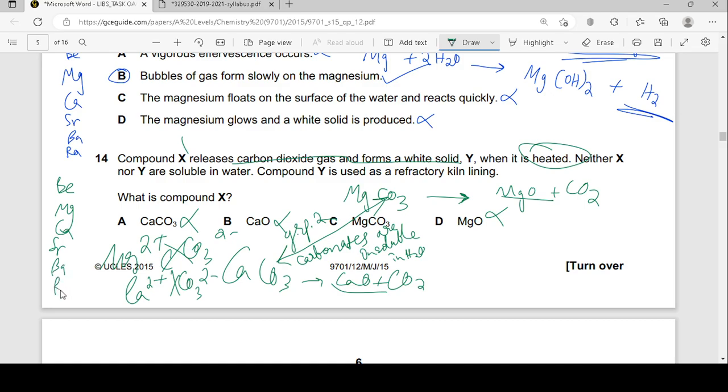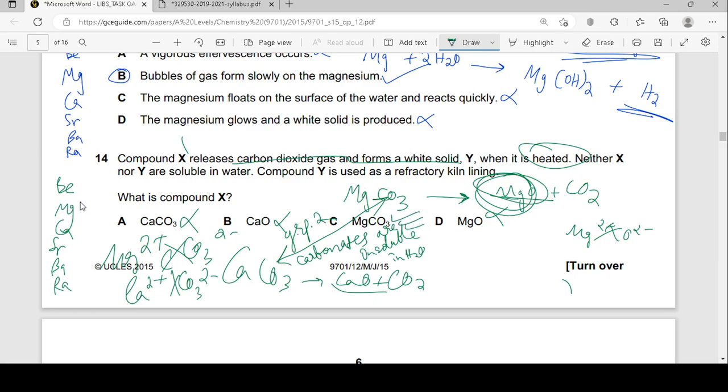actually, no, I should not write that down. I should think about the solubility of, because neither X nor Y is soluble in water, compound Y is used as a refractory kiln lining. MgO is definitely used as a refractory kiln lining because Mg2+ O2- is a very high charge density compound. So it should be MgCO3, I think, in that case.